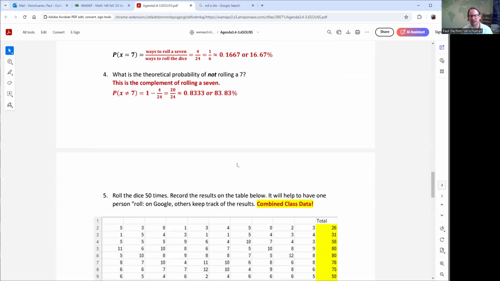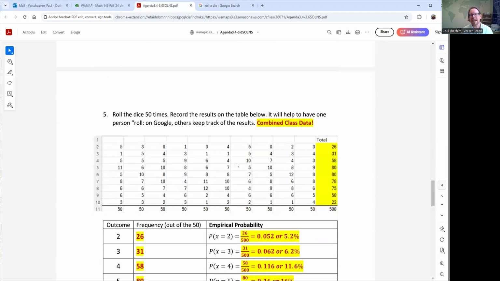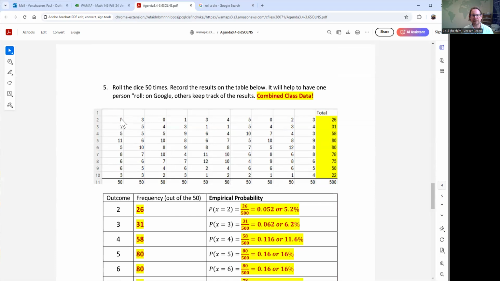So on the second page of this, we actually conducted trials of rolling the dice and got all this data. I typed this all into Excel. One table group rolled 50 times. They rolled a 2 five times, a 3 once, a 4 five times, a 5 eleven times, a 6 five times, a 7 eight times, an 8 six times, a 9 six times, and a 10 three times. So out of those 50 trials, they got these different numbers.